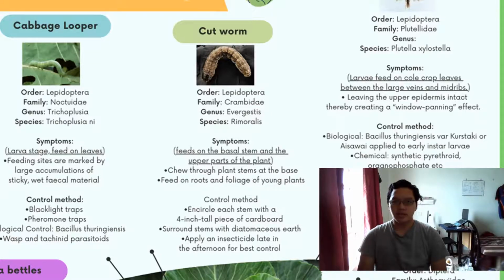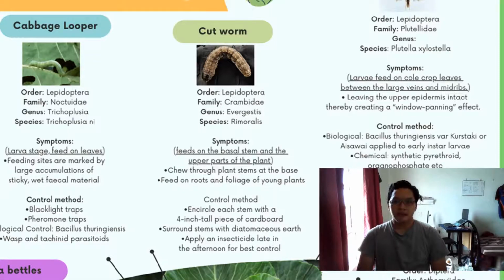Next, I will talk about pest of cabbage, which is cutworm. Cutworm derives from order Lepidoptera and from the family Candidae. Its genus and species is Aerogestis remoralis.